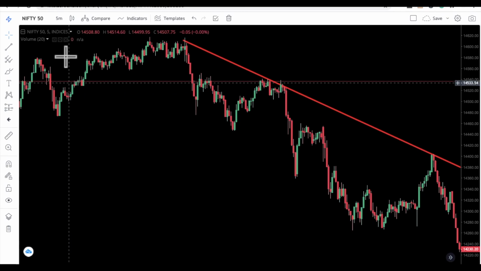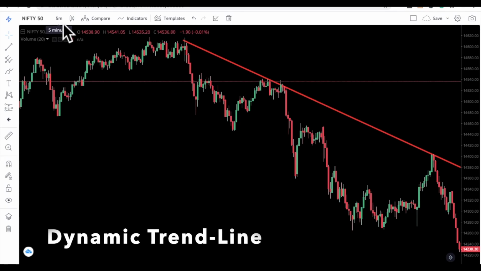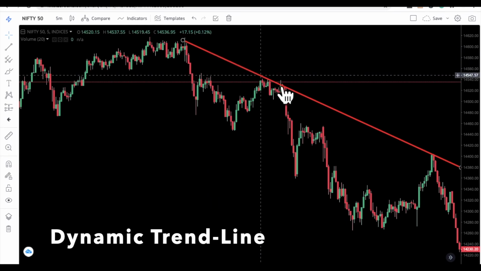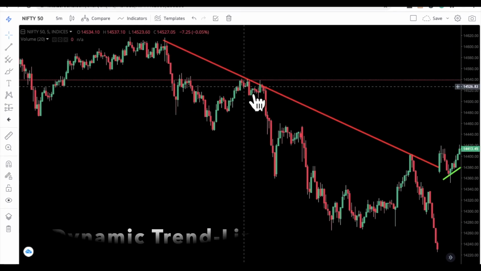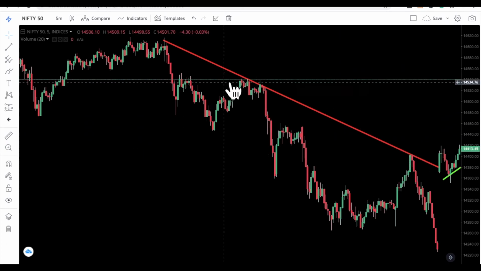Now traders, I have taken Nifty 50 as an example, 5-minute time frame, to show you some examples of dynamic support and resistance level. If you see, I have drawn a trend line like this. We can clearly see how the market is respecting this trend line. This is for a downtrend.